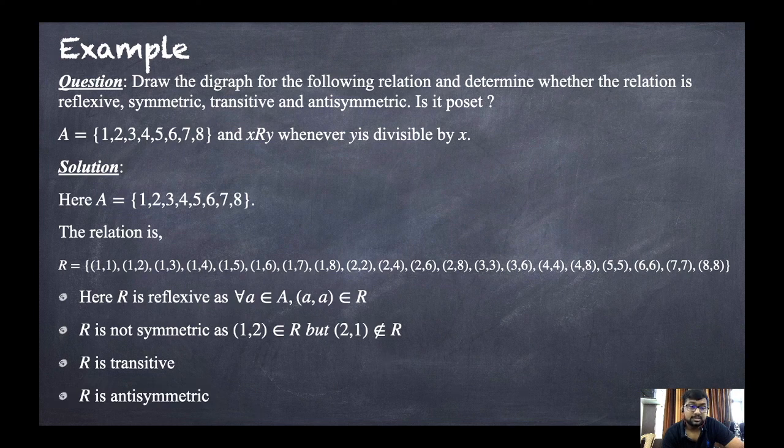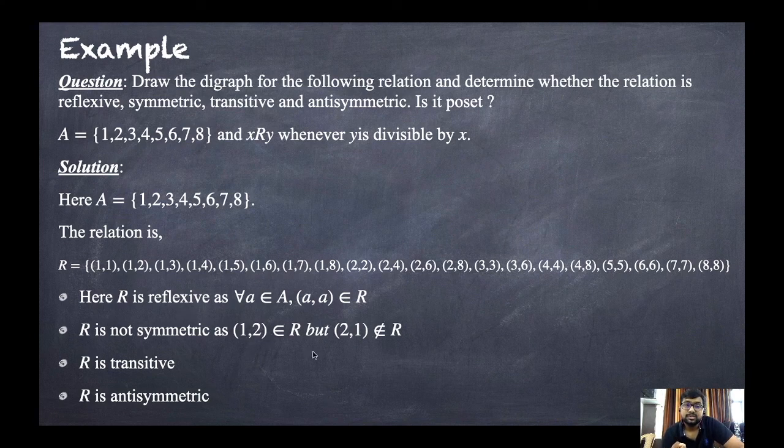And last, it is an antisymmetric relation. In that, which pairs will be there? That means the 1 1 pair will be there. Then 2 2, 3 3, 4 4, 5 5, 6 6, 7 7, and 8 8. So it is an antisymmetric relation. So that means it is a poset. How? Because it is reflexive, antisymmetric, and transitive. So it is a poset. But it is not an equivalence relation because it is not symmetric.